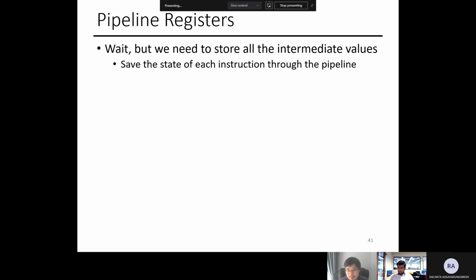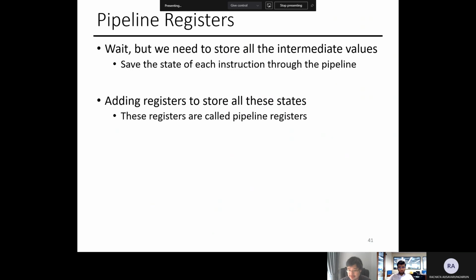We call this pipeline register. The pipeline register is trying to address a problem that, hey, wait, we have to store instruction intermediate values as well as the control signal for that instruction. Otherwise, your code is wrong, right? We have to save the state. Otherwise, we lose the instruction. So the idea is, let's add register to store this state because we can add them. These are called pipeline registers.